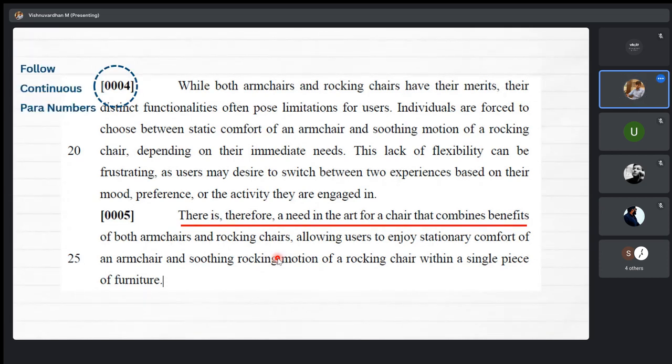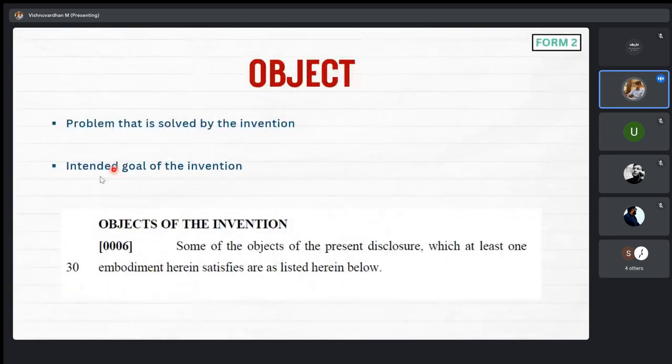Next, object, right? So follow continuous paragraph numbers. Then the object is: what is the problem that is being solved by your invention? And what is the intended goal of the invention? So how it starts is you write objects of the invention. Then the paragraph numbers are continuing. Number 6: some of the objects of the present disclosure, which at least one embodiment herein satisfies, are as listed herein below. So again, no pressure for you to mug this up, not needed.